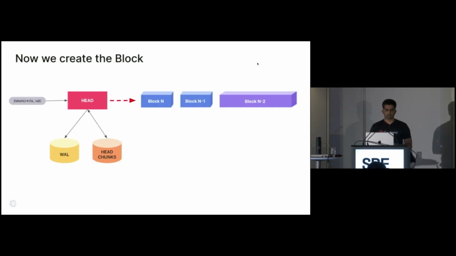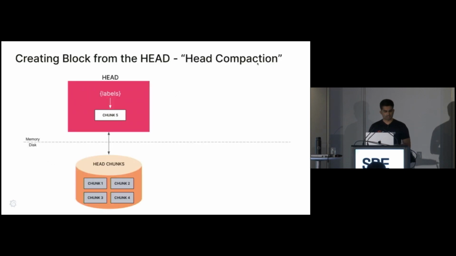Let's go further. Now we have to create blocks out of this head block. We do this every 2 hours in Prometheus. We'll see why we need this. To create a block, we call this process head compaction. Compaction is overloaded. We'll see block compaction later on.